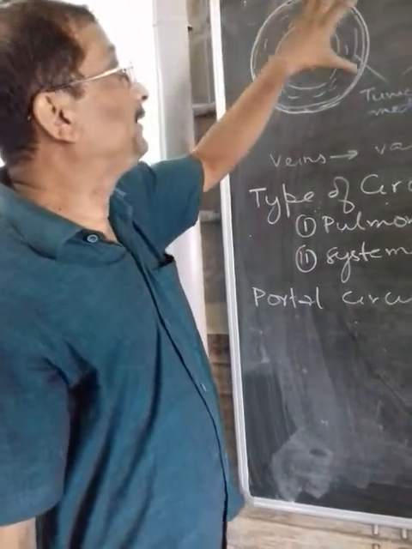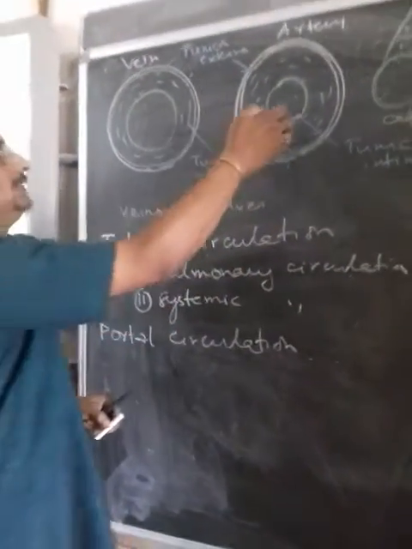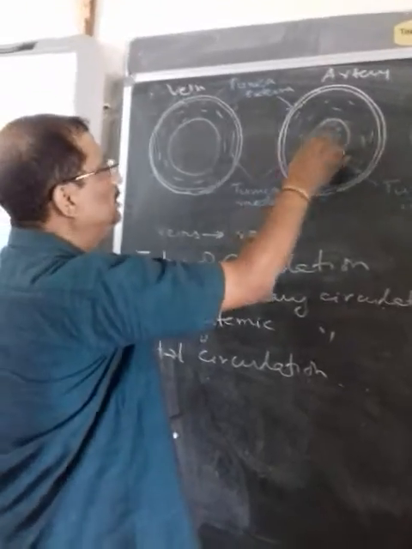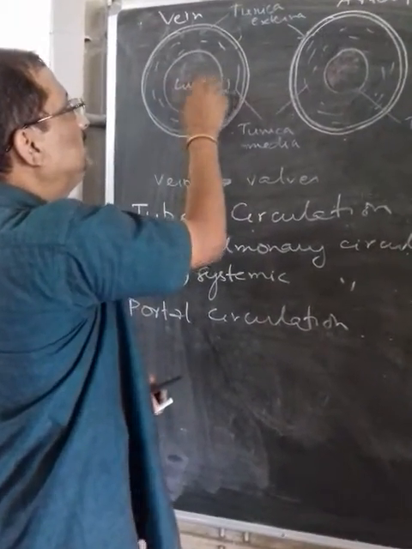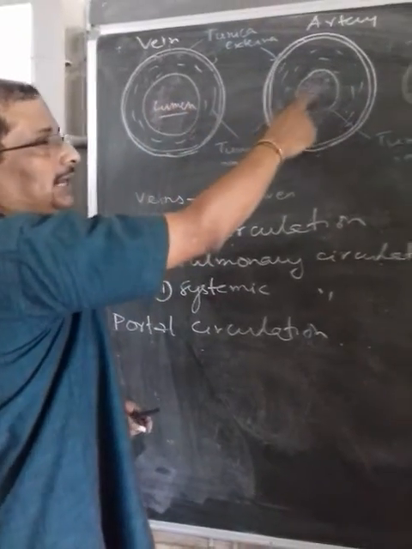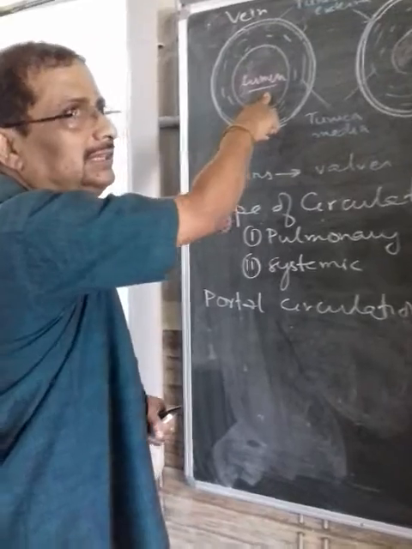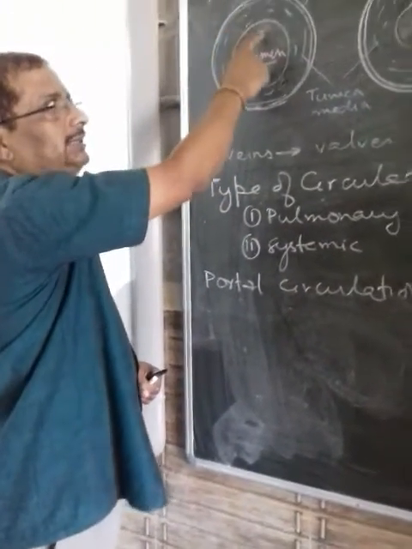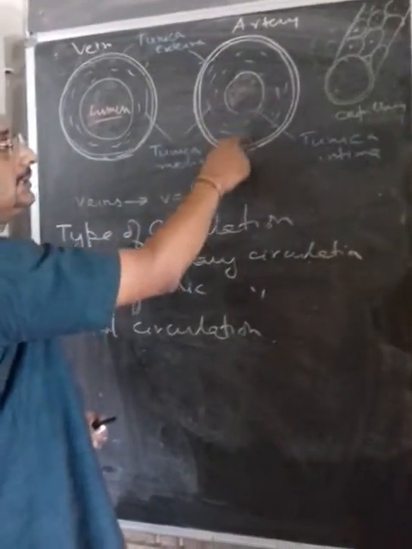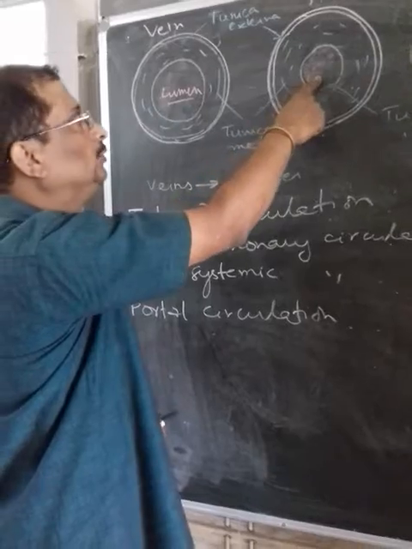So the only difference is, you will see the lumen where the blood is flowing in the artery is smaller, and the lumen in the vein is larger. That means in the artery the blood is flowing with a greater pressure, and in the vein the blood flows with a lesser pressure. So in the vein the lumen is larger and the muscles are thinner. In the case of the artery, the muscles are thicker, as they have to bear more pressure, and the lumen is narrow.